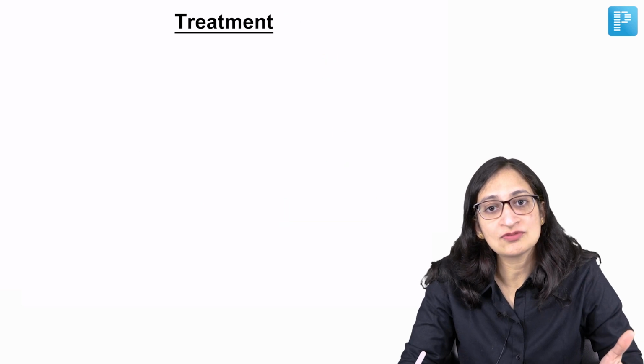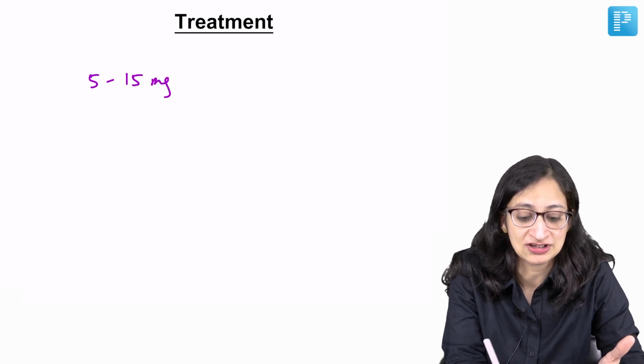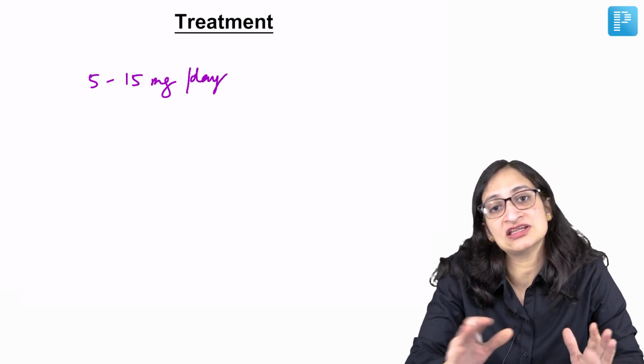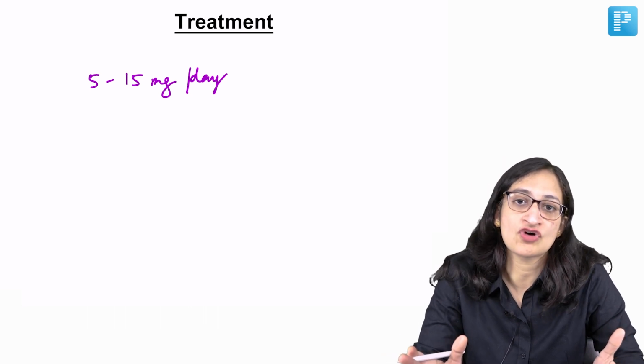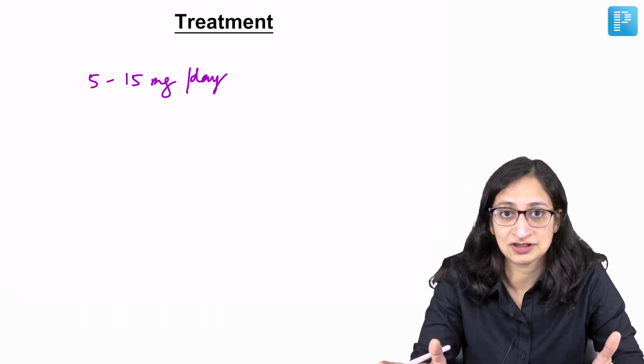So the treatment of riboflavin deficiency is pretty simple. What you have to do is supplement riboflavin at a dose of 5 to 15 mg per day till the findings improve. We usually give it in the form of a multivitamin syrup or tablet, right?